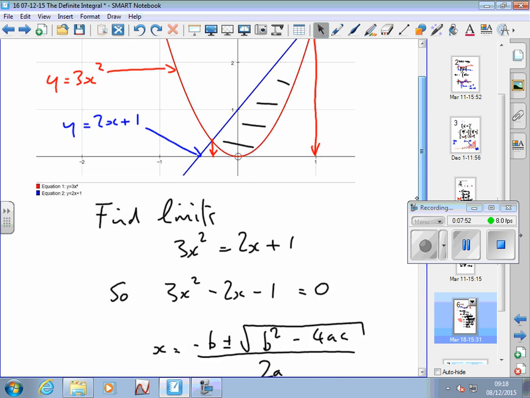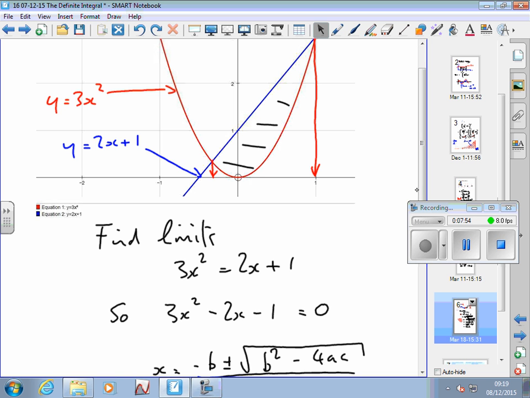So now going back to here, I now know what these limits are. I'm confirming that x is 1, but now I know this is minus a third. So I know the 2 points where these lines cross. And now what I'm going to do is integrate the blue function between 1 and minus a third, and the red function, 3x squared, between 1 and minus a third, and then take one answer away from the other.